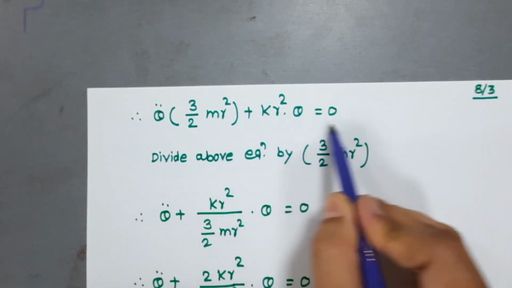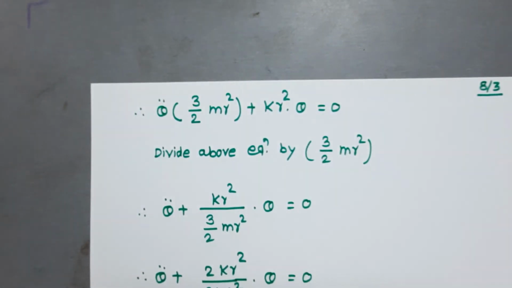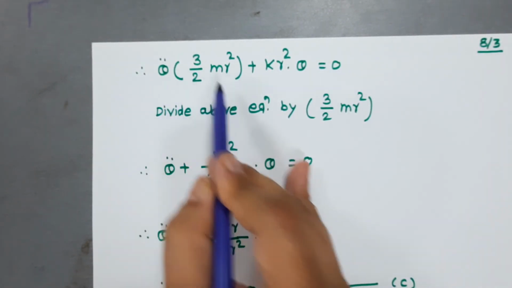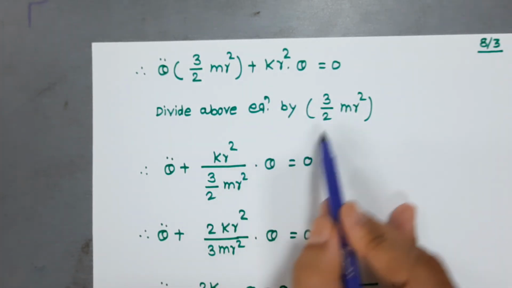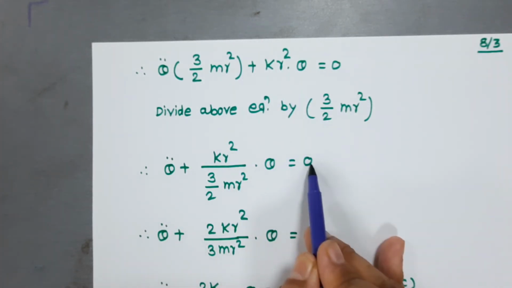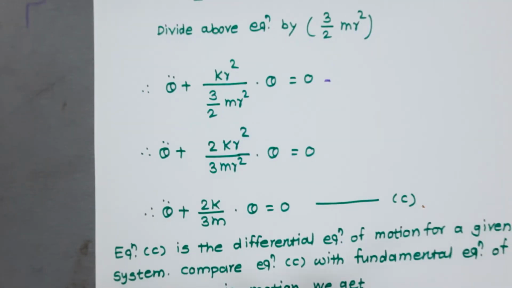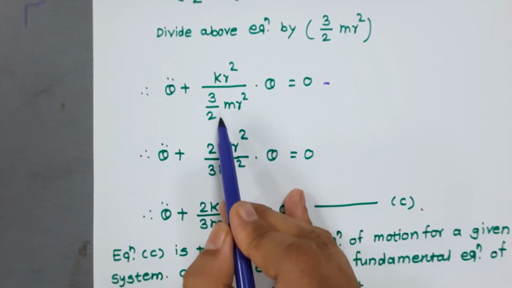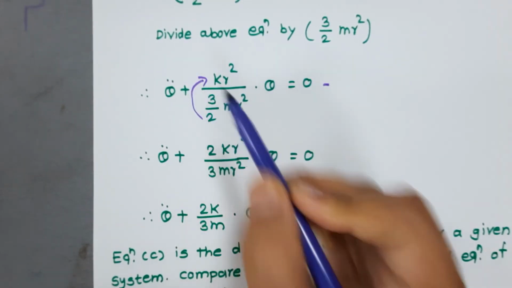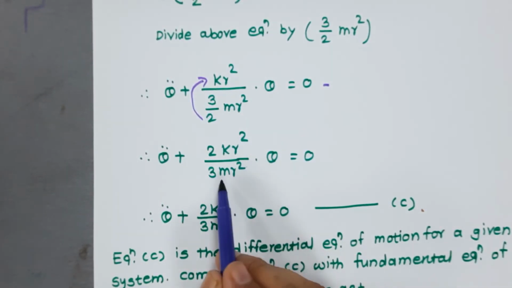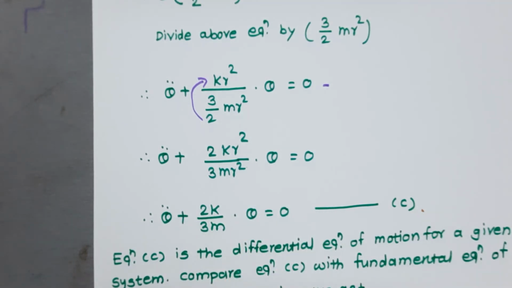Divide this whole equation by 3/2 mr². After dividing, we have θ̈ + (kr²)/((3/2)mr²) θ = 0. Further, since the 2 in the denominator of 3/2 goes to the numerator, we have θ̈ + (2kr²)/(3mr²) θ = 0.